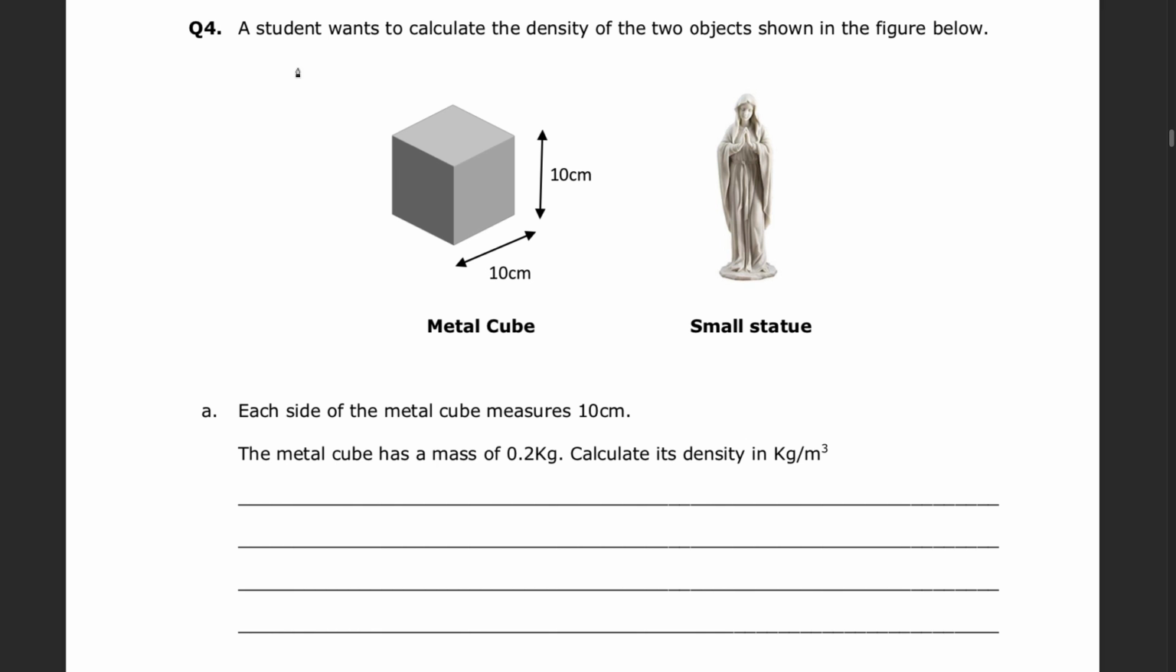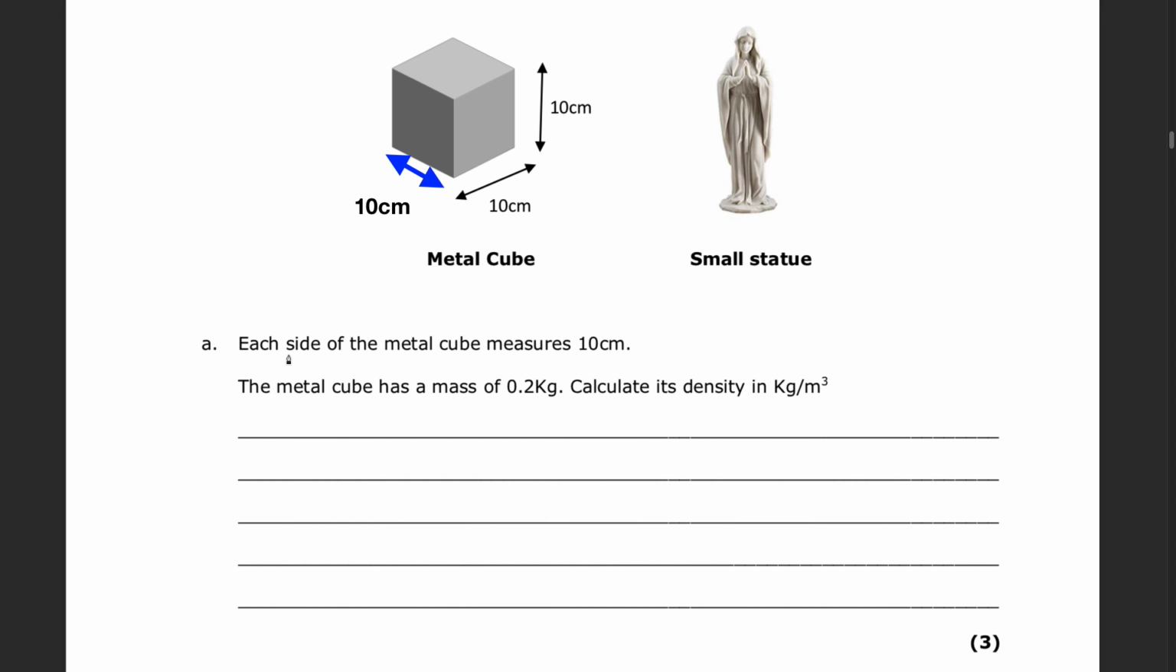Question 4. A student wants to calculate the density of two objects shown in the figure below. We have a metal cube with two sides both being 10 centimeters. Since it's a cube, we can assume that the third side is also 10 centimeters. And we have a small statue. We have no dimensions regarding the statue.